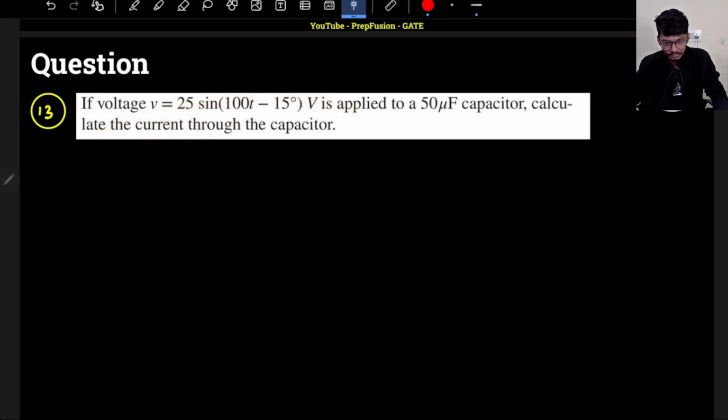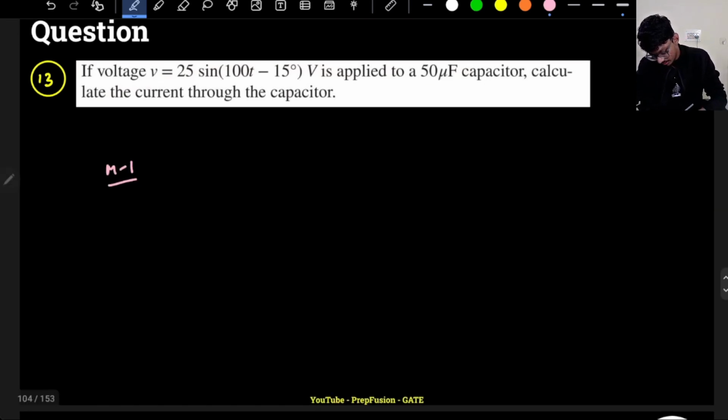So you can either do the phasor approach or the time domain approach. Let's first do the time domain approach, that is very easy. Basically, method 1, the time domain approach, works because it is just a single capacitor. If it was a resistor and a capacitor, then things would have been a bit difficult. So method 1 is the simple time domain approach.